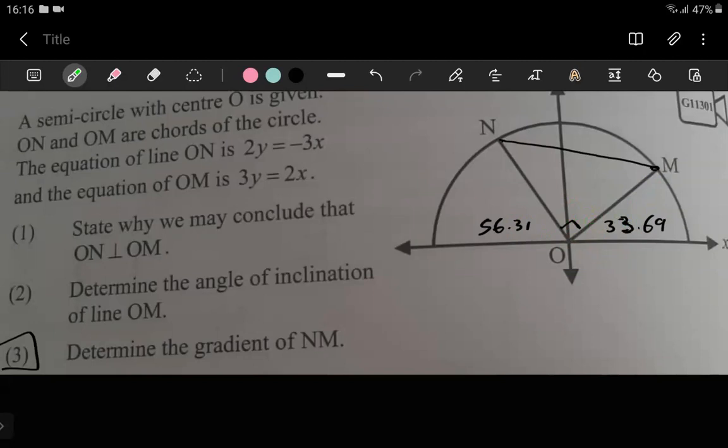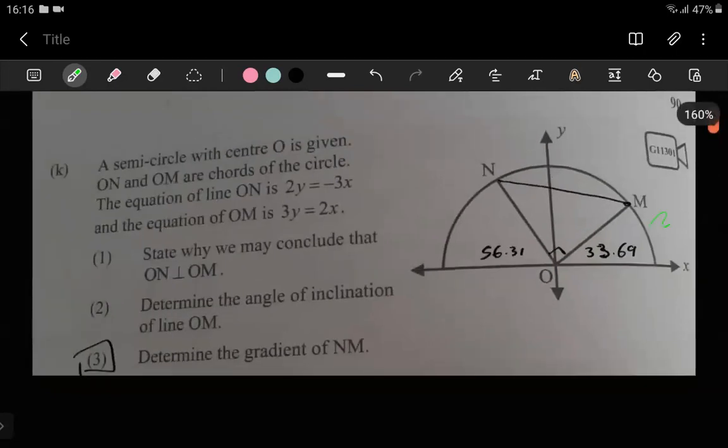What else now? If we're going to work out the gradient of NM, the last time we tried some crazy angle of inclination stuff at this point over here. But whatever we were trying to do at this point, I wonder what would happen if we try to do it at this point instead. It's just me thinking out loud. So let's see what happens if we do it like that.